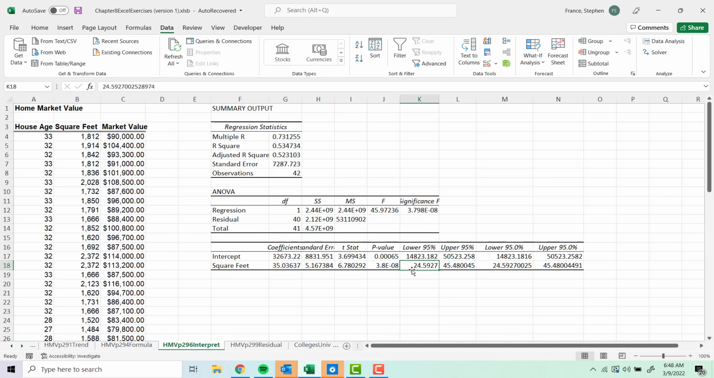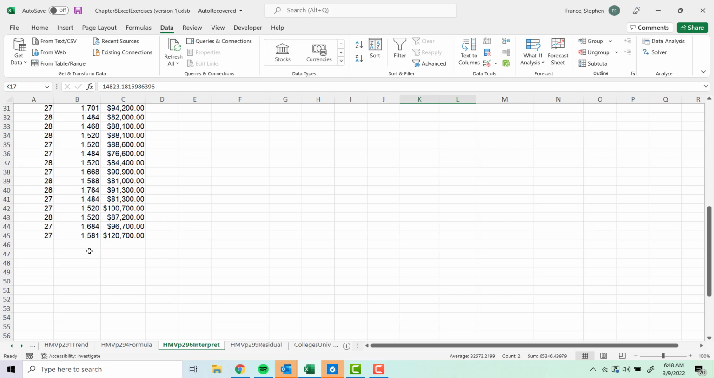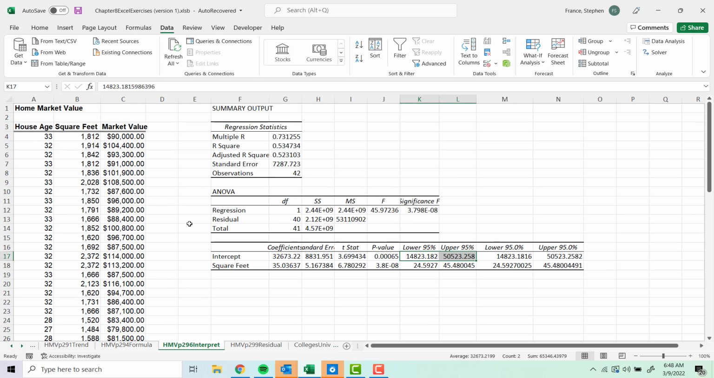So we can see that the confidence interval for the slope is between 24.5 and 45.5. And the confidence interval for the intercept is between 15,000 and nearly 50,000. And we'll get these wide ranges if we only have a small data set like this. If we had 1,000 houses in our data set, we'd have much narrower confidence intervals.